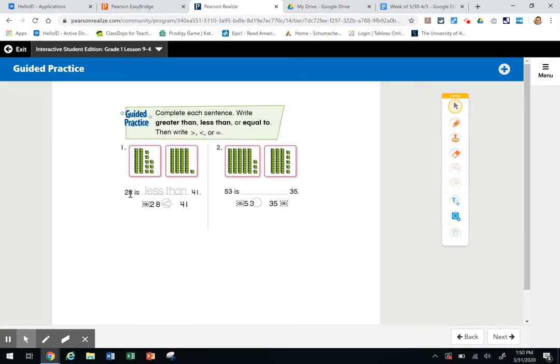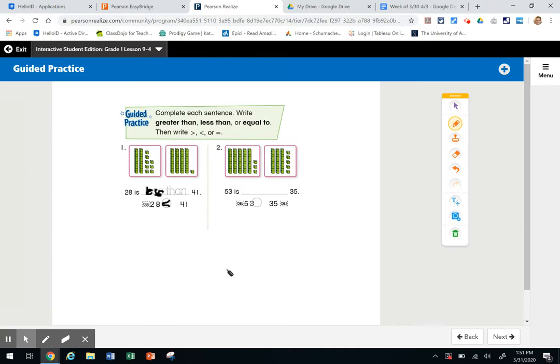We have 28, so 28 is blank 41. So 28 and 41. 28 has fewer tens than the number 41. It has fewer cubes in all than the number 41. So we would say that 28 is less than 41. I'm not going to write it all out. Then we are going to write the less than symbol.